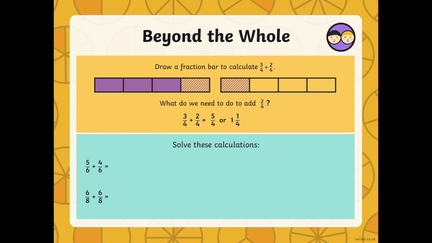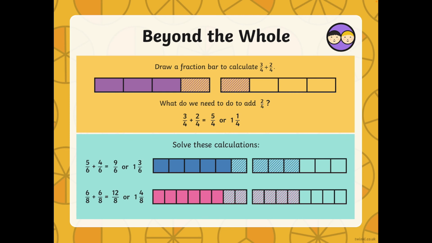Right, now, can you have a go? You could draw some fraction bars for these, pausing the video and then seeing if you can solve these two fraction additions. Okay, hope you had a go, and if you're not sure, this is what you should have had. So 5/6 add 4/6 equals 9/6, or 1 and then 3/6, and you can see that really clearly on the fraction bar. And 6/8 plus 6/8 equals 12/8, or 1 and 4/8.